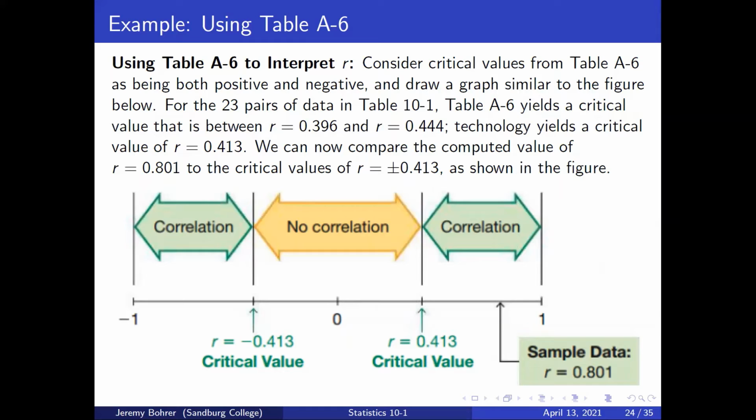We can now compare the computed value of R equals 0.801 to the critical values of R equals plus or minus 0.413 as shown in the figure. This is the sort of figure we use to determine whether or not the sample data has an R value that fits between or to either side of the critical values.